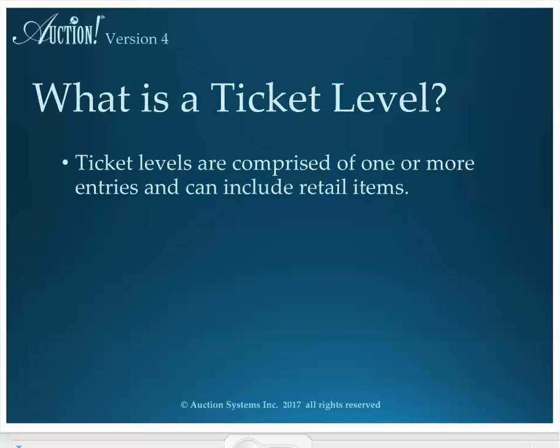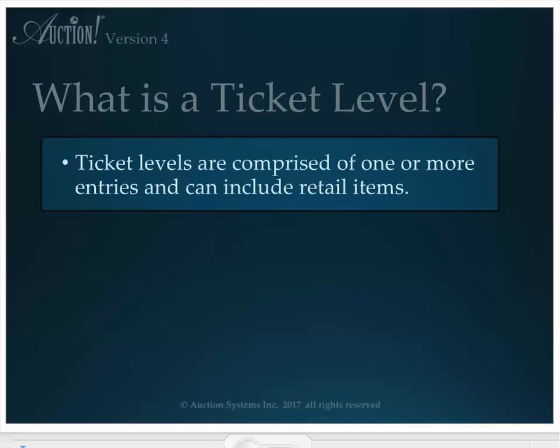What is a ticket level? Ticket levels are what your guests purchase to attend the event and are composed of one or more entries to the event and may also include retail items. The ticket function in Auction allows you to get accurate attendance reports to know exactly how many people are attending the event, who paid for the entry that each person is using, and how much you should owe your caterer.